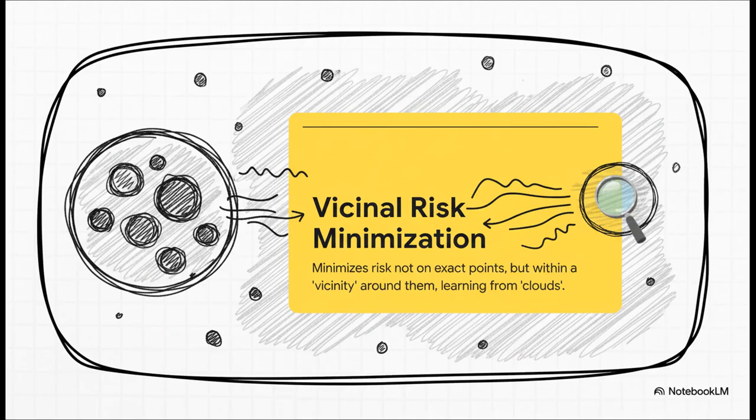So, to put it a bit more formally, Vicinal Risk Minimization doesn't try to get the error to zero on the exact points you gave it. Instead, it tries to minimize the average error over a small region, a vicinity, around each of those points. It's basically learning from a slightly blurred version of reality, which, it turns out, makes it so much more robust to noise and all those imperfections.